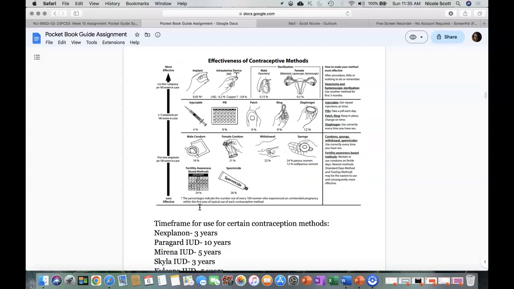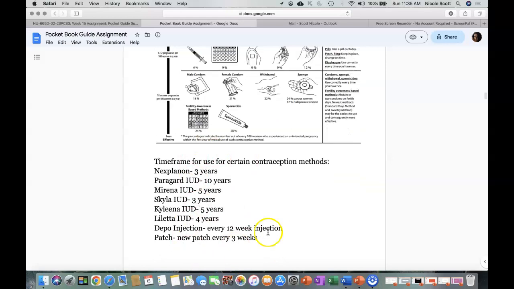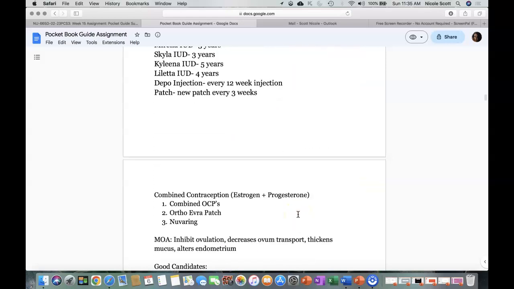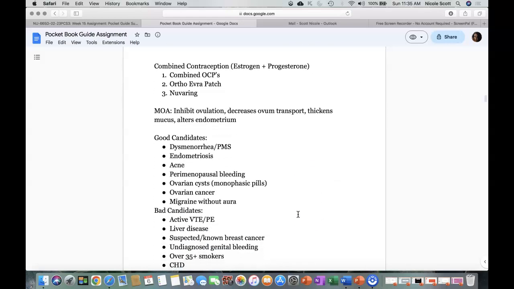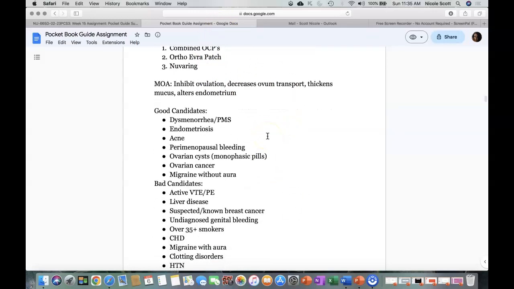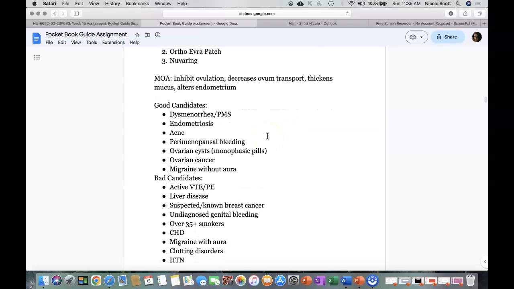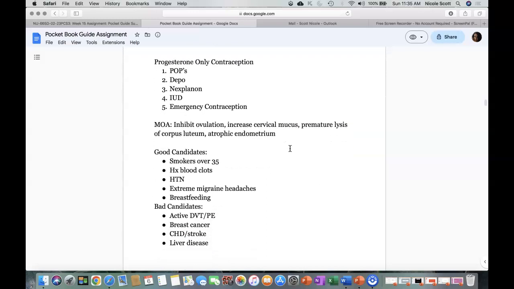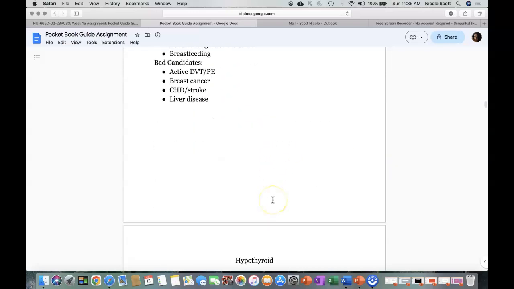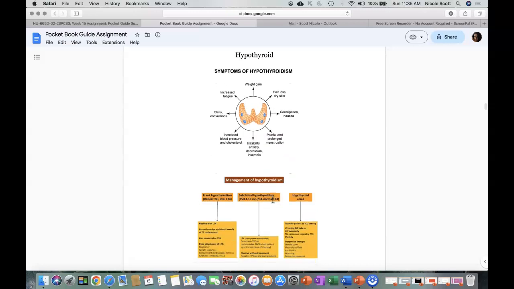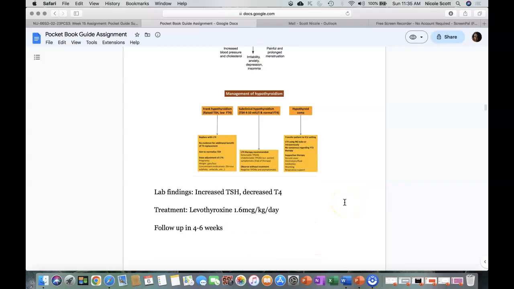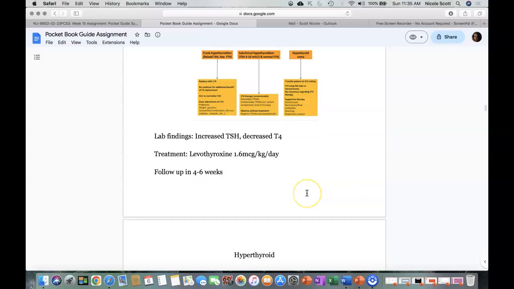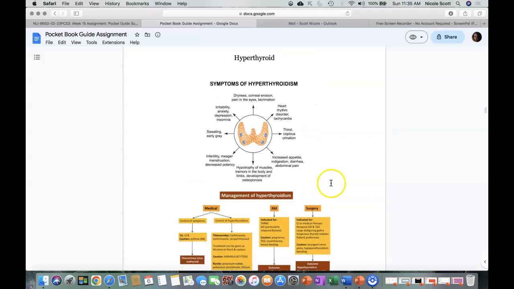And here's another one here. And then the time frame for everything on the bottom, just for a quick overview. Again, combined contraceptives, candidates that are good, that are bad, MOA, progesterone overview here. We have some stuff on hypothyroidism, symptoms and management, lab findings and when to follow up, along with the treatment plan, and hyperthyroid as well.